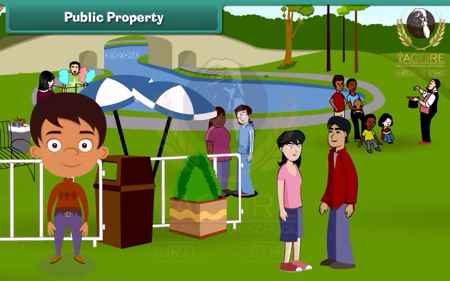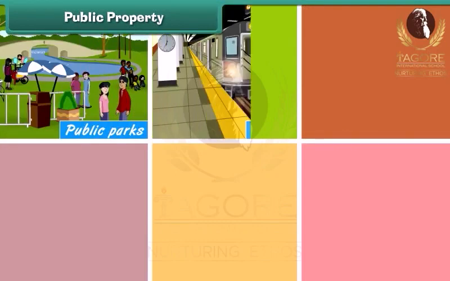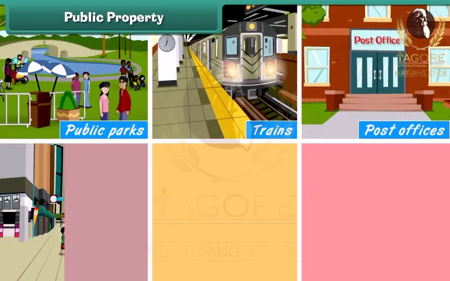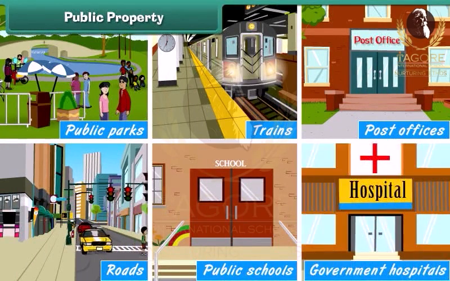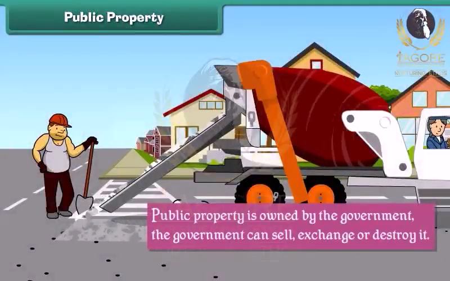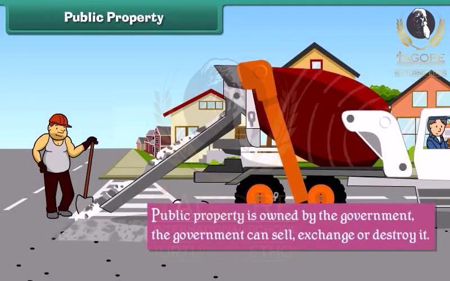Public property. Public property is property owned by the government. Such property is meant for the welfare of the people. It is available for public use. All people of the country have equal right to use it. Public parks, trains, post offices, roads, public schools, public colleges, and government hospitals are all public properties. Since public property is owned by the government, it can sell, exchange, or destroy it.